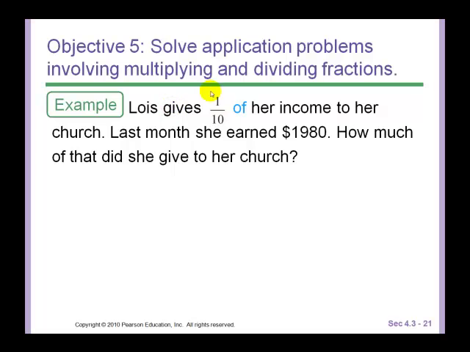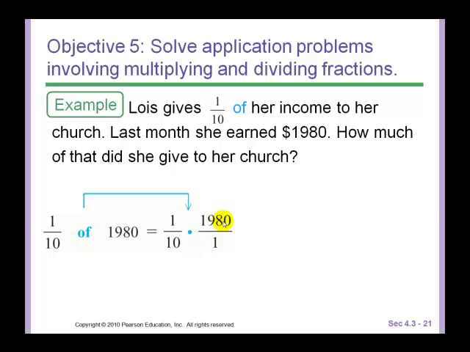Example. Lois gives 1/10 of her income to her church. Last month she earned $1,980. How much of that did she give to her church? There is that key word of, 1/10 of her income. Her income was $1,980, so we want 1/10 of the $1,980. That means 1/10 times $1,980.